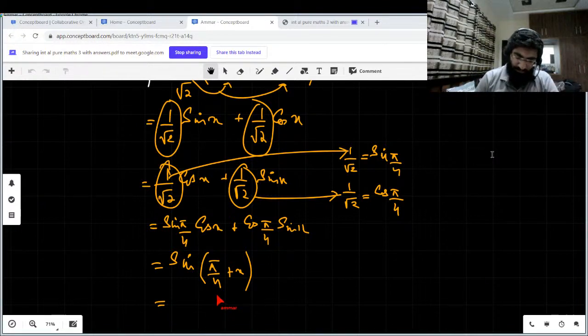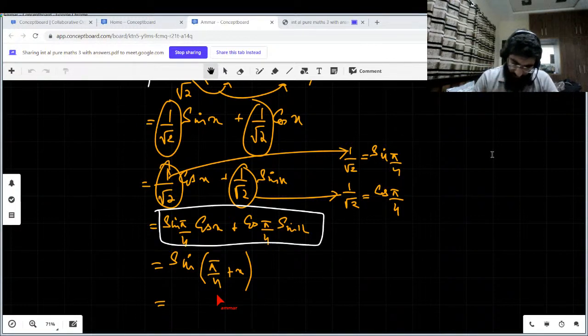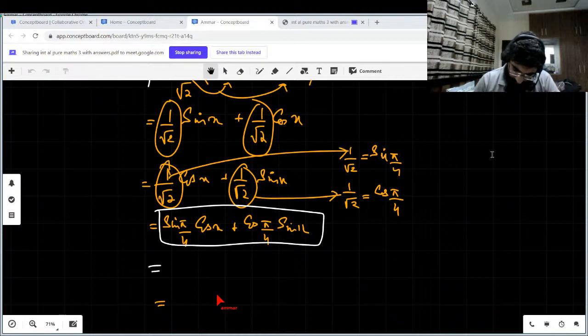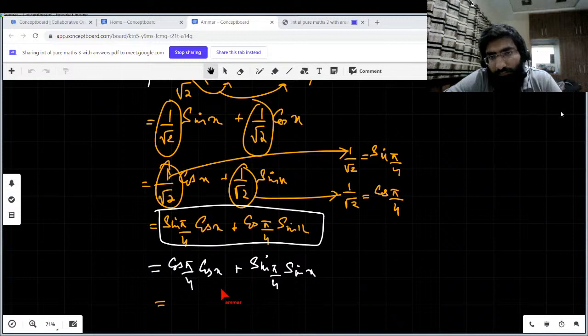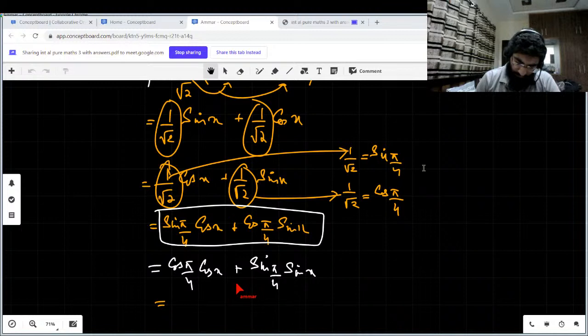If I want to write the same identity in terms of cos, then in this particular step, instead of replacing it with sine pi by 4, I will make the first one, 1 by root 2, as cos pi by 4. So I will have cos pi by 4 cos x plus sine pi by 4 sine x. Okay, so this will give me what? Just keep x in the first. Why did you do this again? How did you do this again?